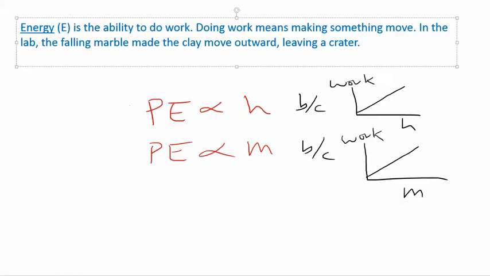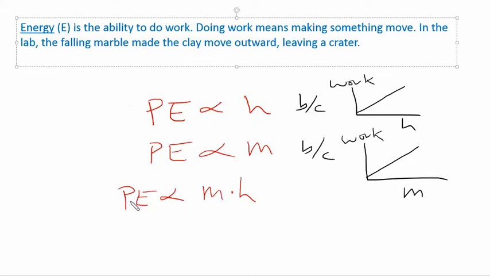So far we can take these two things and combine them together. We can say that potential energy is proportional to both of those, so that's going to mean mass times height. So if we were to double the height, it would have double the energy, double the ability to do work. If we double the mass of the ball, we would also get double the energy.